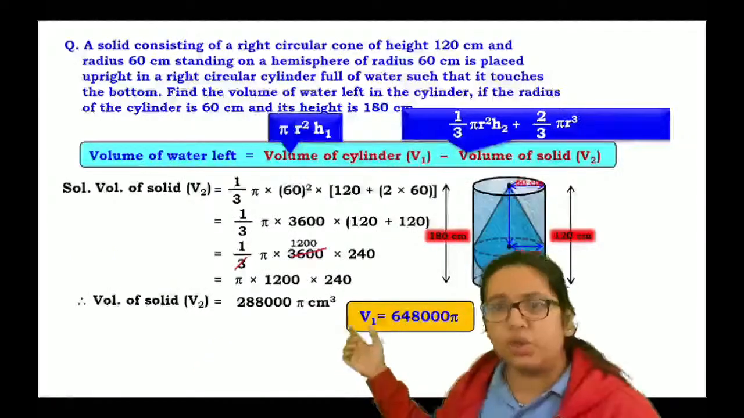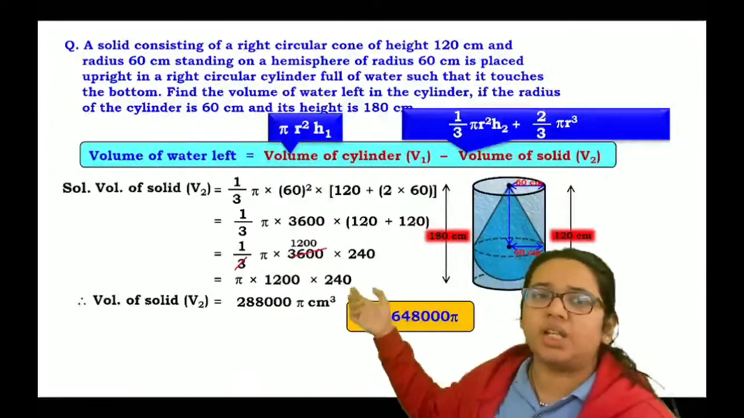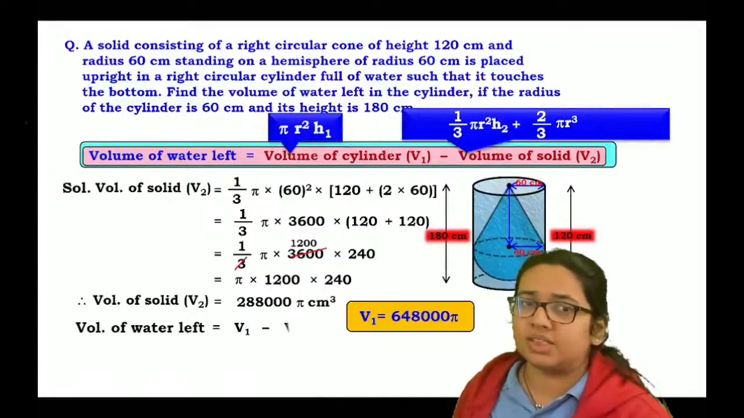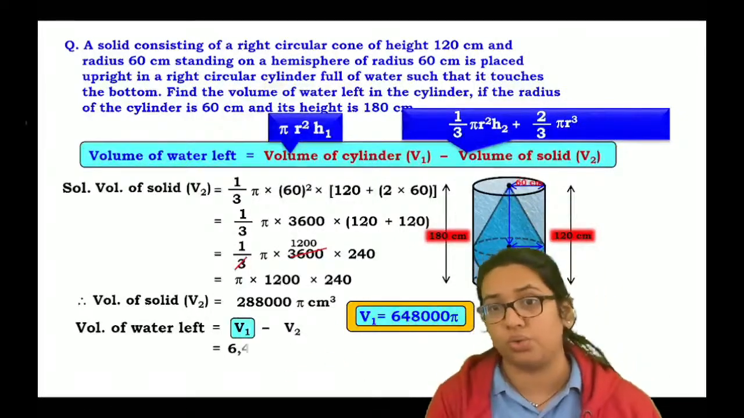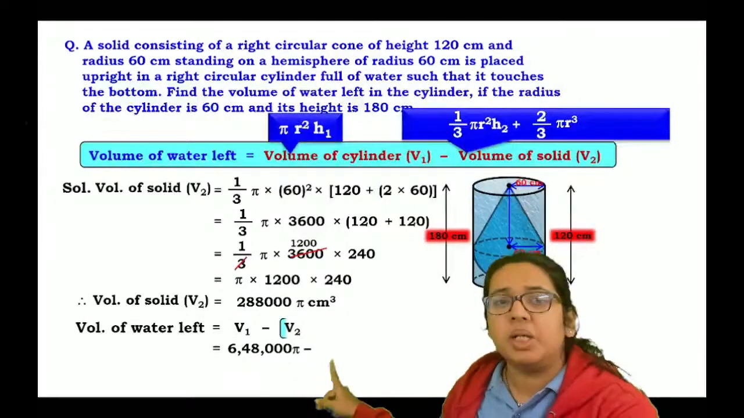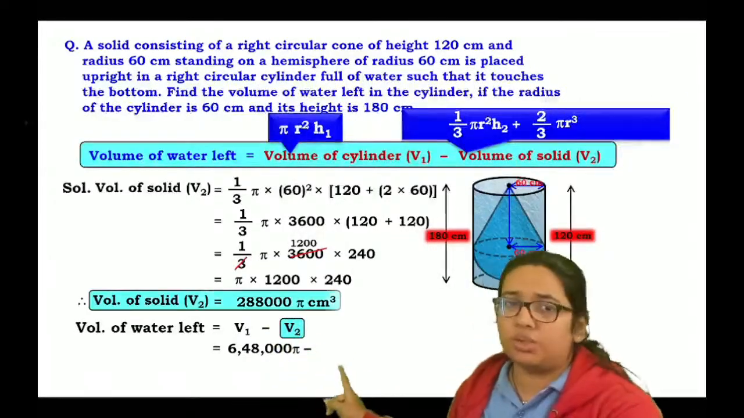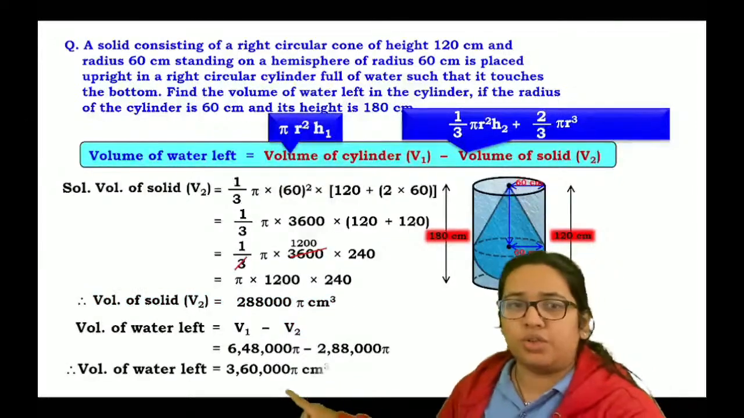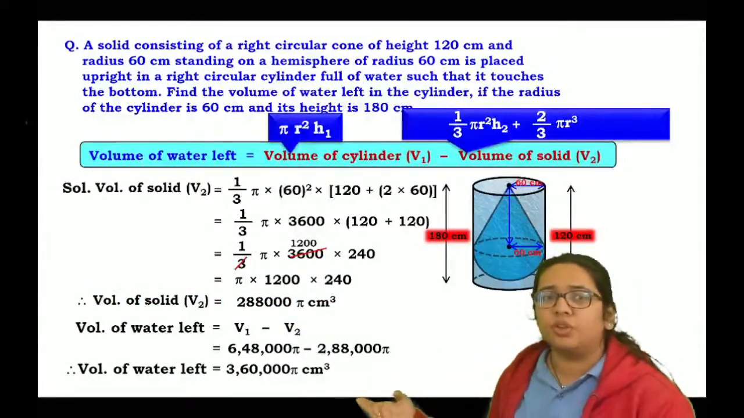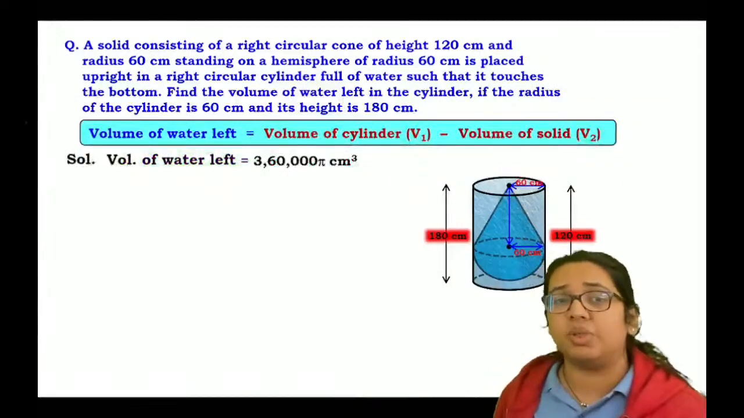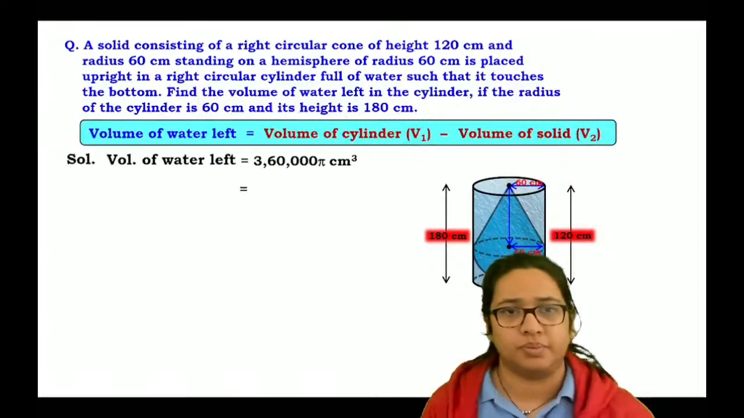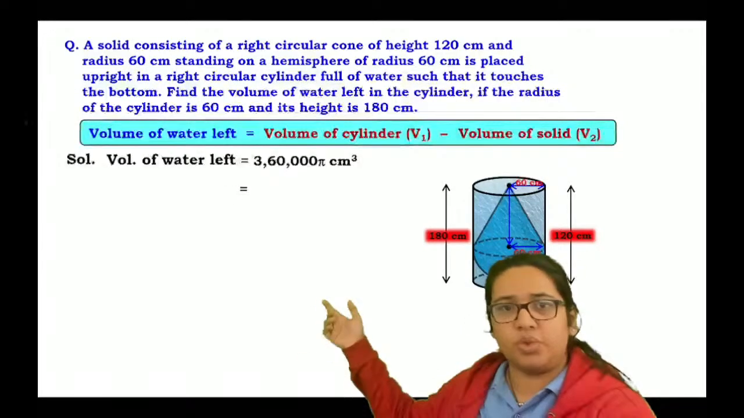After calculating V1, we have the value of V2. Hence, volume of the water left is V1 minus V2, which is 6,48,000 pi minus 2,88,000 pi. After calculating this, you will get the final answer: volume of the water left is 3,60,000 pi. Okay, done up to this.